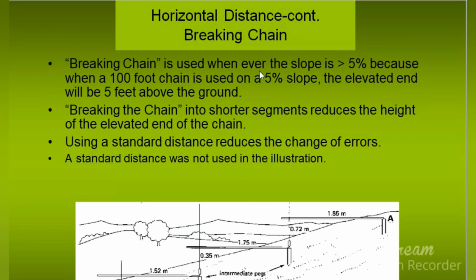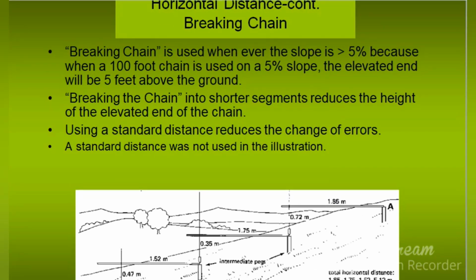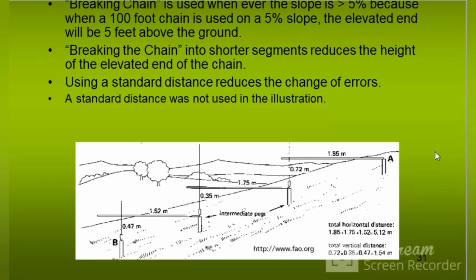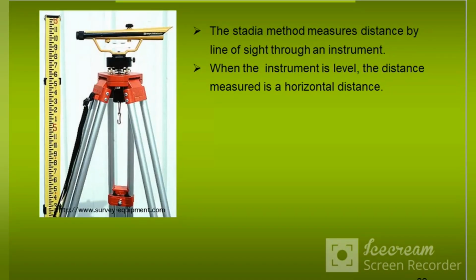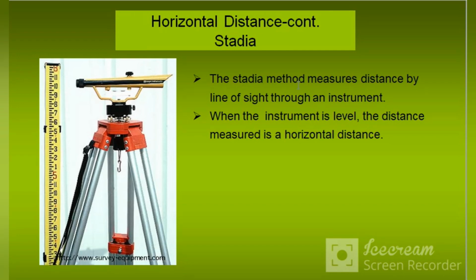Breaking chain is used whenever the slope is greater than 5%, because when a 100-foot chain is used on a 5% slope, the elevated end will be 5 feet above the ground. Breaking the chain into shorter segments reduces the height of the elevated end of the chain. Using a standard distance reduces the chance of errors. A standard distance was not used in the illustration. The stadia method measures distance by line of sight through an instrument. When the instrument is level, the distance measured is a horizontal distance.